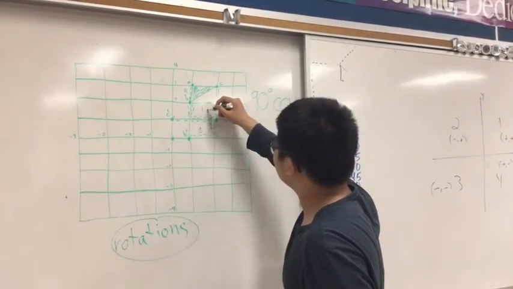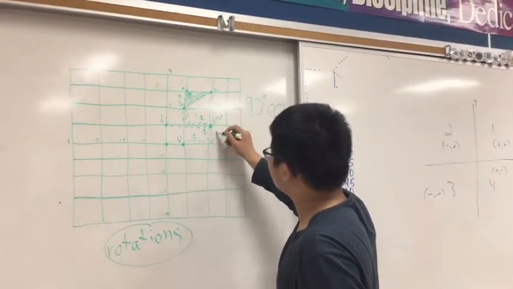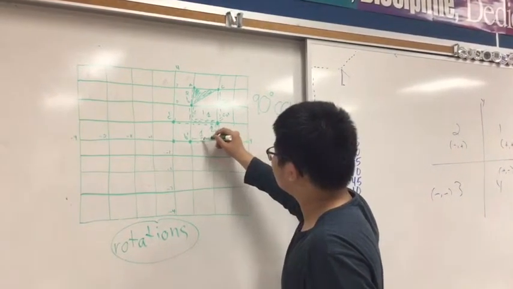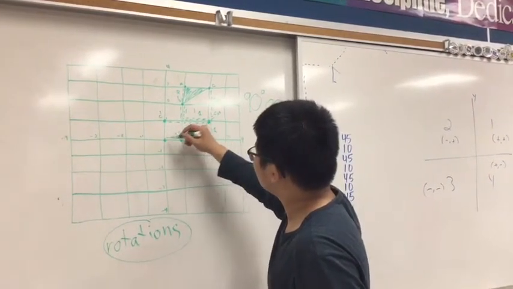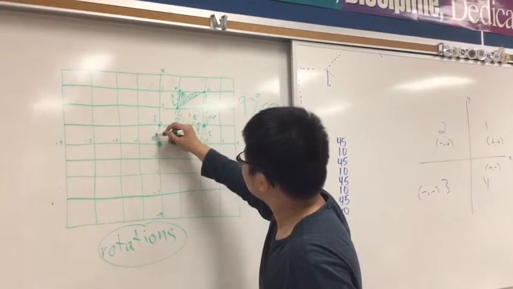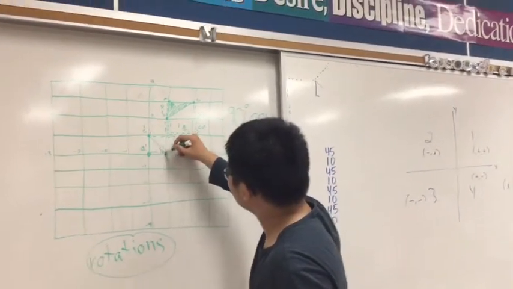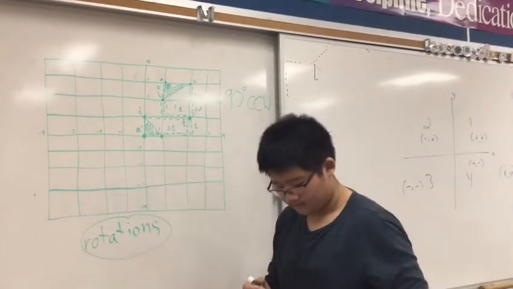And you see, he has 2 spaces down and then 1 space right from that. So now I'll be 1 space down and then 2 spaces left. And that is how you find the points. So right now, this is A prime. And that is the new image that you have rotated. Good job!